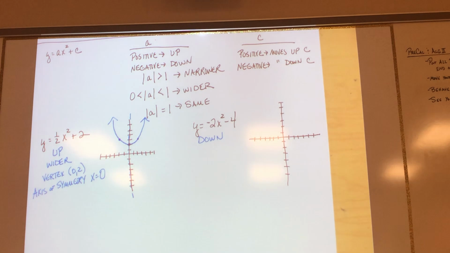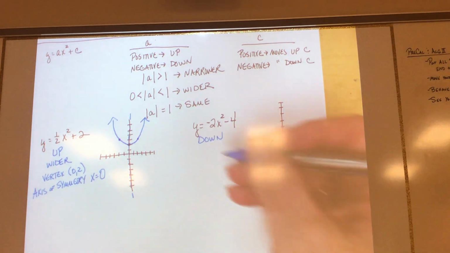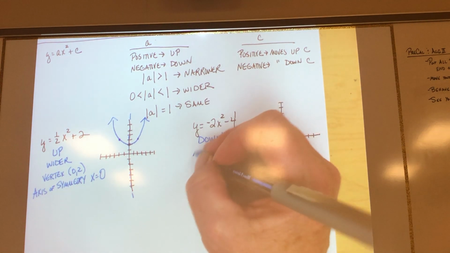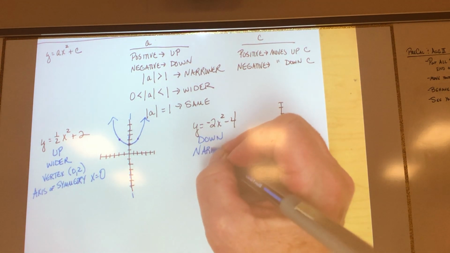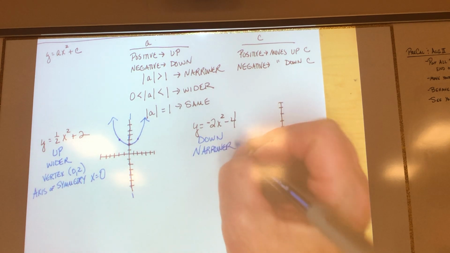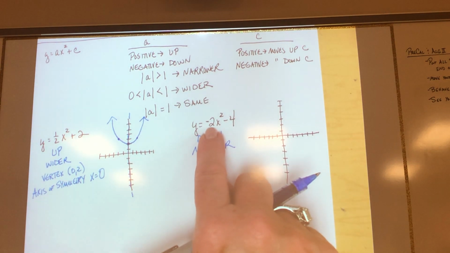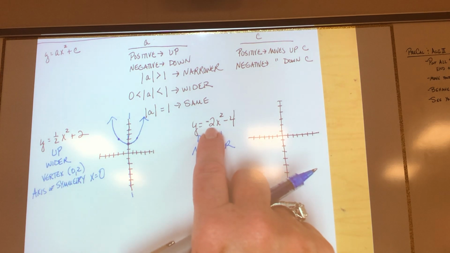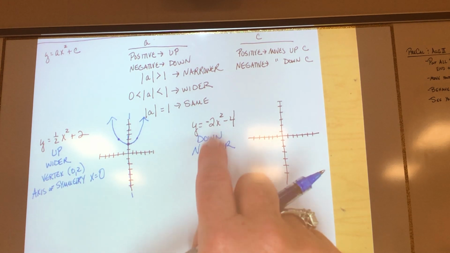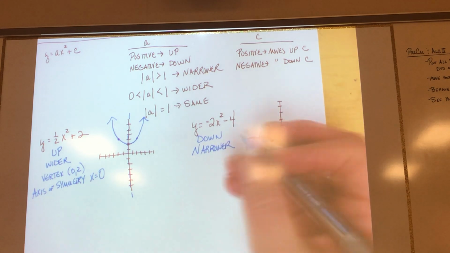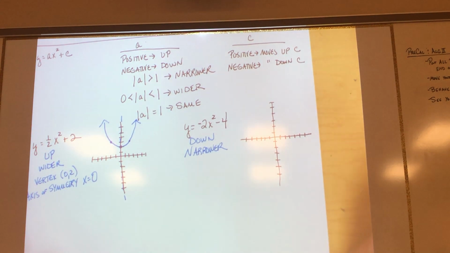Is this parabola wider, narrower, or the same as the parent function? What do you say? Narrower. The coefficient of the quadratic is greater than 1. Okay, the absolute value of it is greater than 1. You can't really say negative 2 is greater than 1, but the absolute value of negative 2 is 2, and 2 is greater than 1. All right, so some people like to graph first because they're very visual learners.